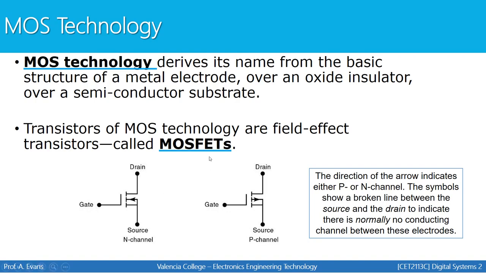The name of the MOSFET comes from the fact that it uses MOS technology, that's metal electrode, over an oxide insulator, over a semiconductor substrate, and the transistors of MOS technology are considered field effect transistors. That's where the name MOSFET comes from. Notice that in our symbols here, we have the N channel and the P channel MOSFET, and the arrows are slightly different, showing a slightly different orientation in how they work, and I'll explain that in a second.